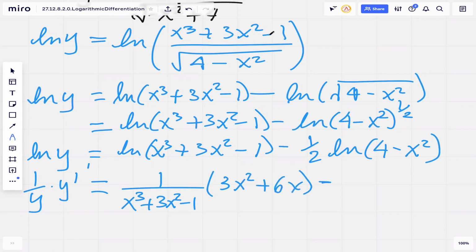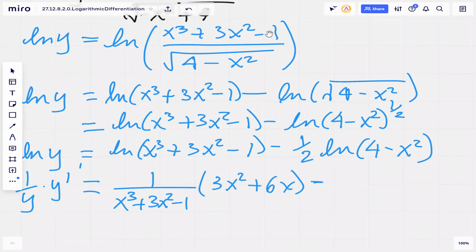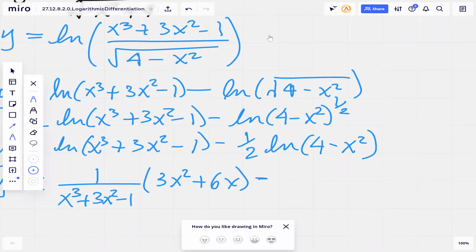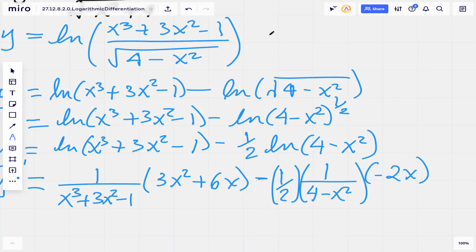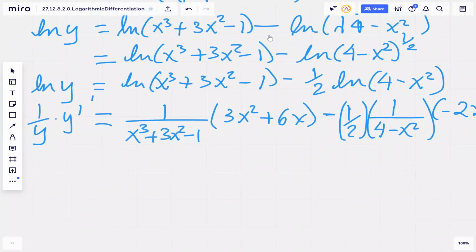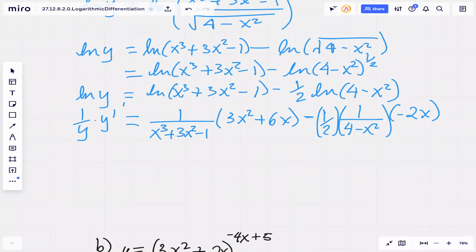Then minus 1/2 times 1 over, let's put some brackets so we don't get confused, 4 minus x squared, times the derivative of what we're taking the ln of, so negative 2x. Good. Let's see if we can reduce the size a little bit.